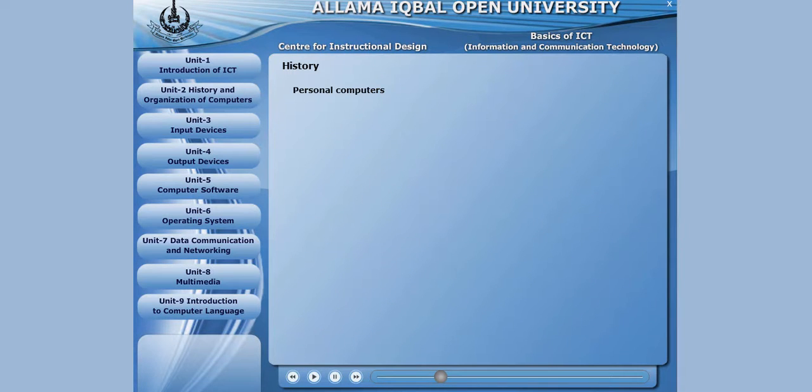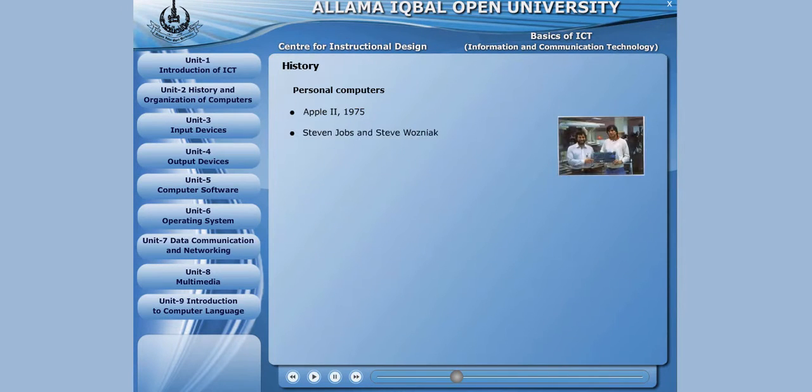Dear learners, personal computers were not available. The Apple II personal computer was introduced in 1975. This was a prominent venture by Steve Jobs and Steve Wozniak. In 1981, IBM introduced the IBM Personal Computer, and many personal computers were sold by the end of 1982. At that time, many other companies started manufacturing IBM PC compatibles.